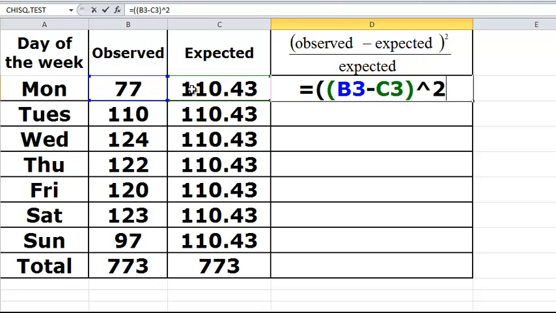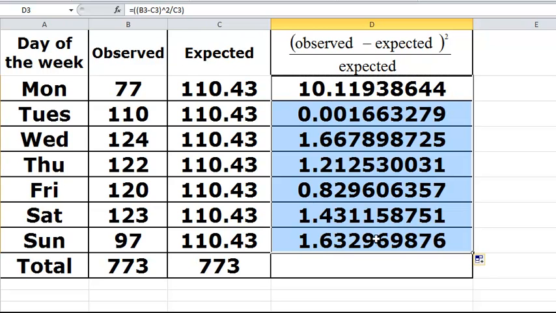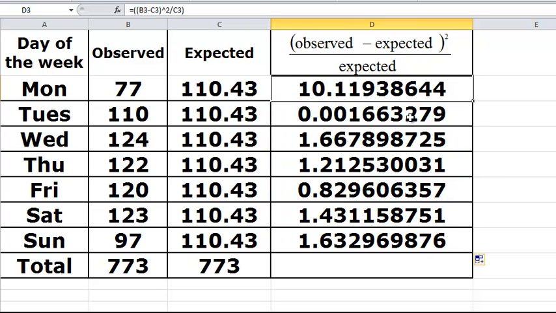Then we square it and we divide it by who? The expected value, right? So here is the value of this quantity for these two cells, and then we go ahead, drag them down. So these are all the values of observed minus expected square over expected. That is the terms contributing to the total value of chi-square.